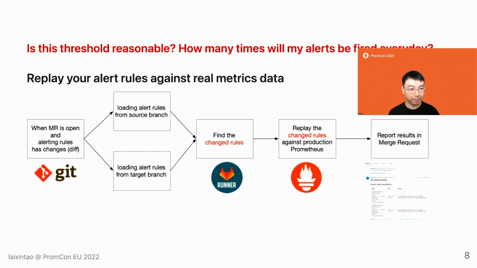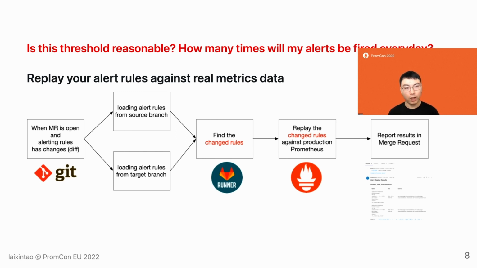It's implemented like this. When a merge request is opened, this CI job will be triggered. The CI will first load the alert rules from the source branch, where we made the changes. Then it will switch to the target branch, normally the main branch, and load the alert rules again. Then it has two sets of alert rules, so it can find the changed rules. Once it finds them, it saves the changed rules into a new Prometheus alert rules file, which only contains the changed rules. Then it replays the changed rules against the production Prometheus, and it will know how many times those rules would have fired alerts.